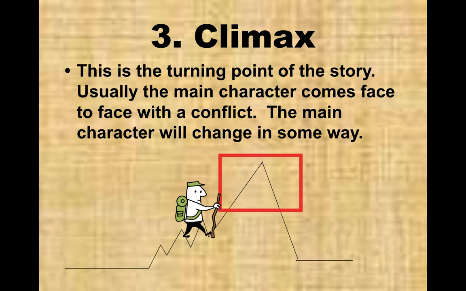Usually the main character comes into contact or comes face-to-face with a conflict. If we would think of Goldilocks and the Three Bears, for example, that's when Goldilocks gets caught by the bears, and this is when the story is going to change. Either things are going to get better for the character or things are going to get worse. So the climax is definitely that high point. That's why we're here at the top of the mountain in our plot mountain or during our plot in our story.